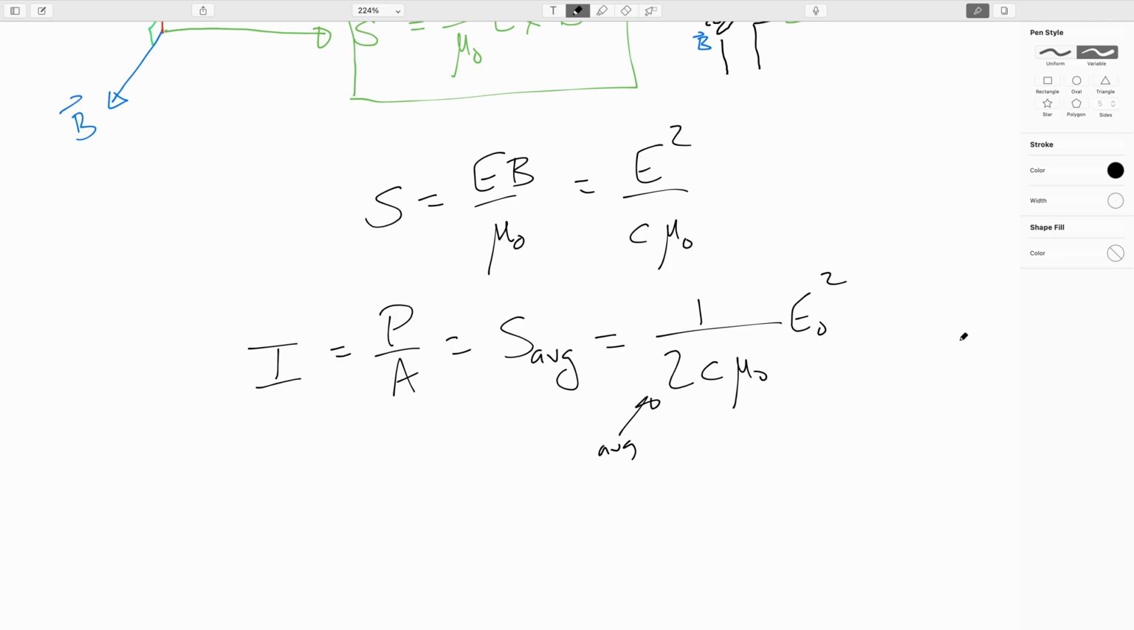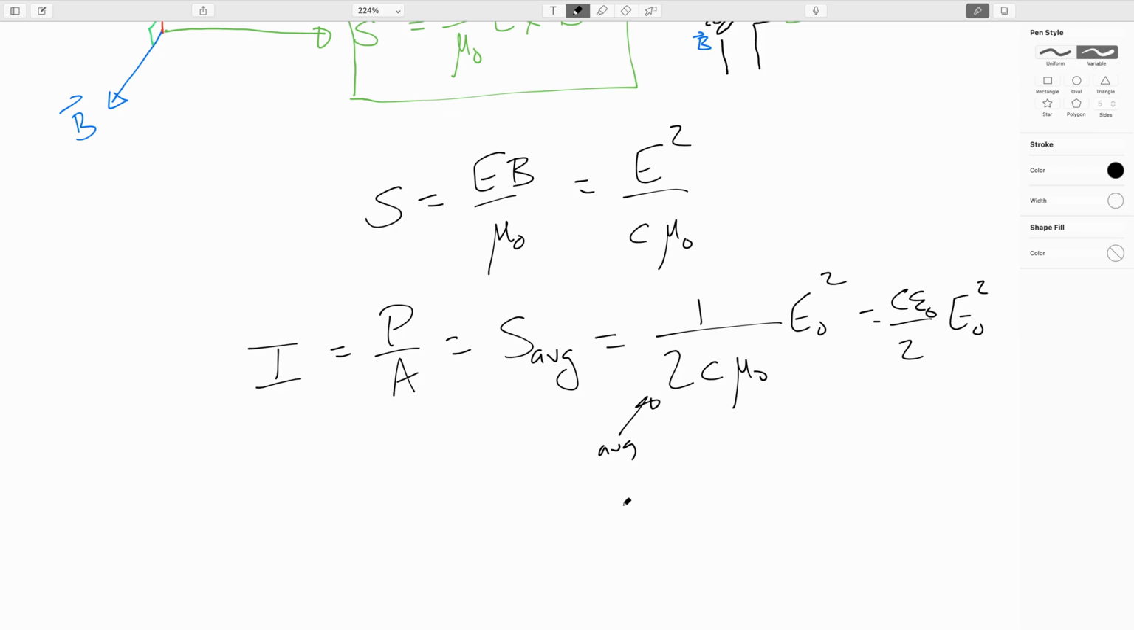Or we can clean it up just a little bit, because the speed of light squared is 1 over epsilon naught mu naught, we can also write this as c epsilon naught over 2 E naught squared.